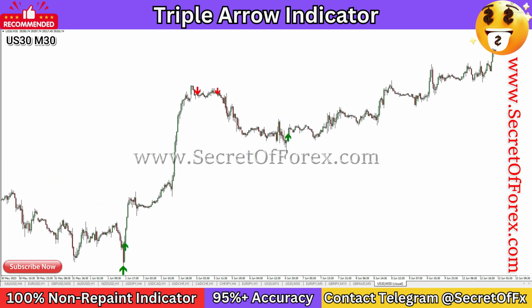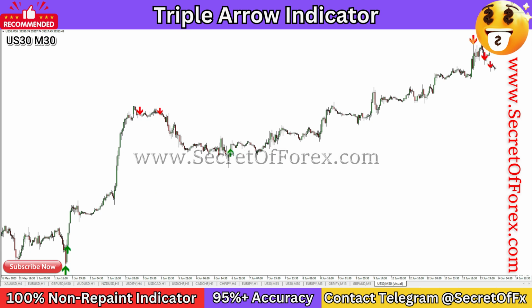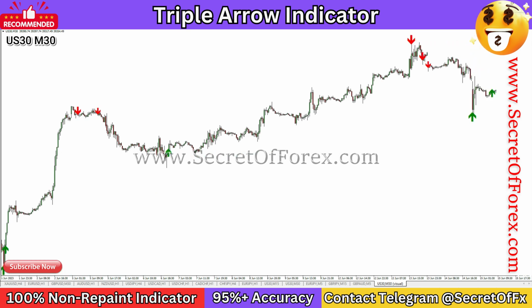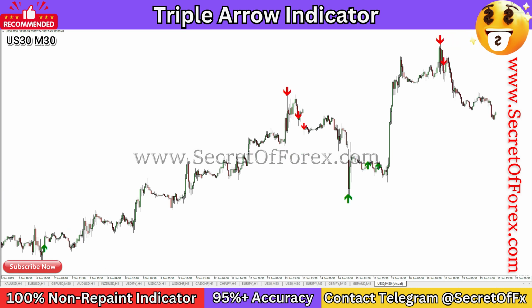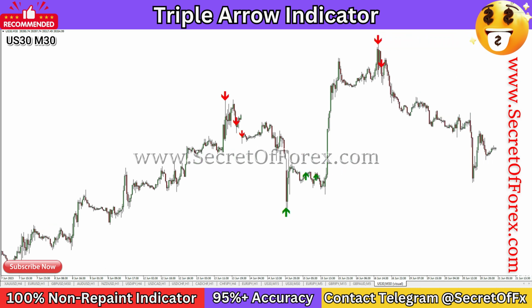I have named this indicator so that you too can become a millionaire. This is the best indicator for scalping. This MT4 indicator accuracy is 95% according to our experience. This is our best Forex trading indicator.